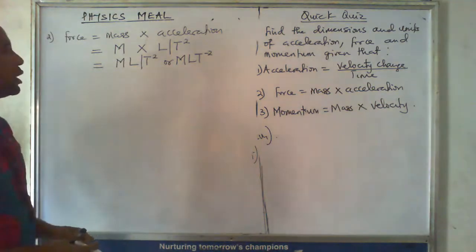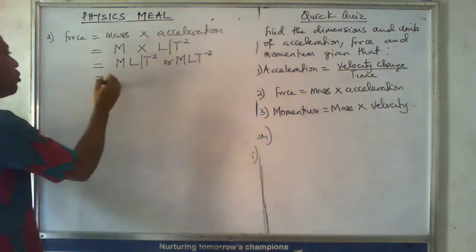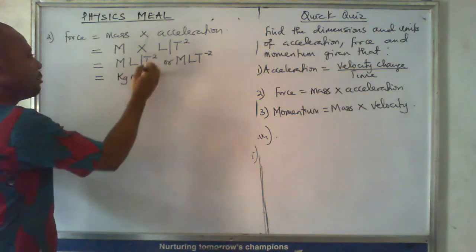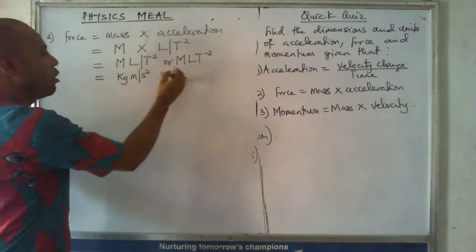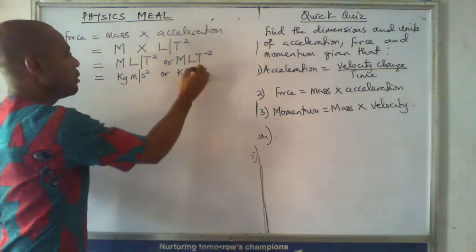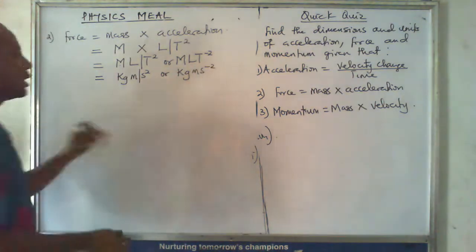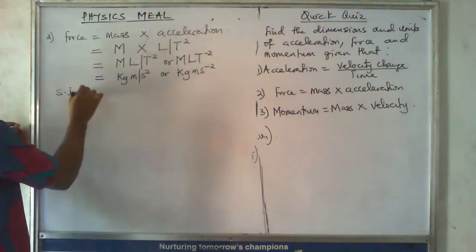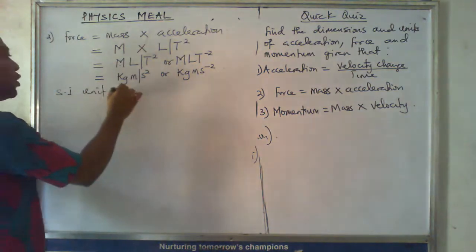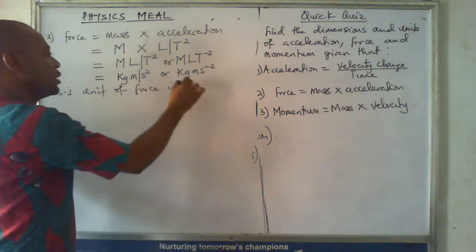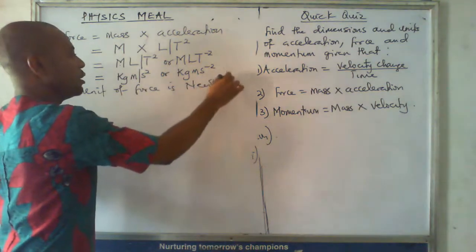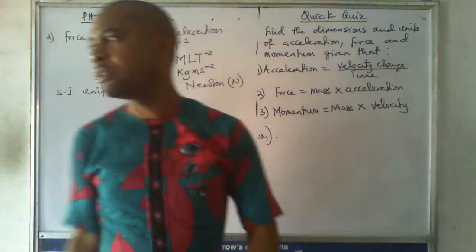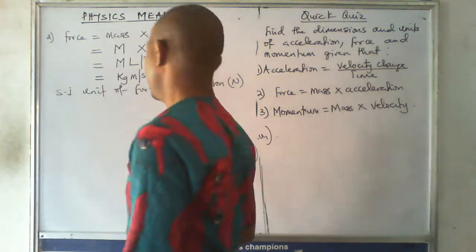Of force. Now the unit of force will give me mass measured in kilogram, length in meter per second square, so I write it as kilogram meter per second square. That's the unit of force. But the SI unit of force is what? It is Newton. The SI unit of force is Newton.